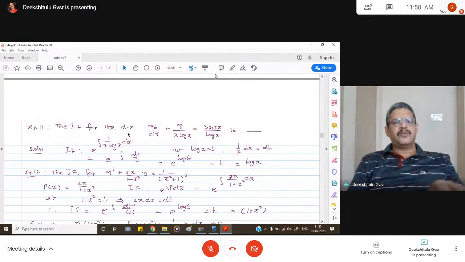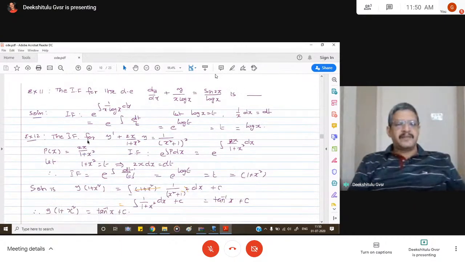I'm just asking you what is the integrating factor for this. The integrating factor for y dash plus 2x by (1 plus x square) into y is equal to 1 by (x square plus 1) whole square. Again, it's in the standard form, dy by dx plus p of x into y is equal to q of x, where p of x is 2x by (1 plus x square).